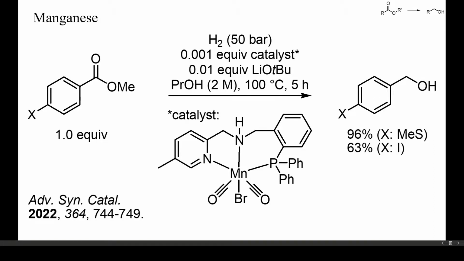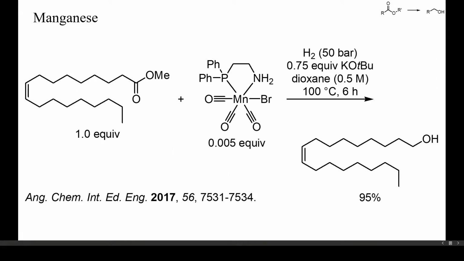In this example, 0.1% of a manganese complex with such an aminophosphine was used to hydrogenate substituted methyl benzoates. Even a thioether and an aryl iodide could be hydrogenated in acceptable yield and under mild conditions. Again, no benzylic C-O bond cleavage occurred. Here, oleic acid methyl ester was hydrogenated with a structurally simpler aminophosphine manganese complex. A high yield of the unsaturated primary alcohol was obtained.